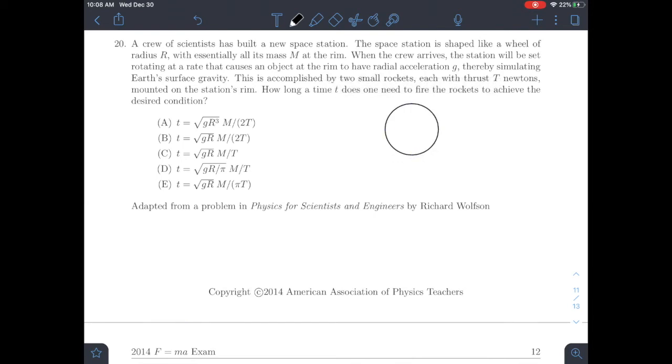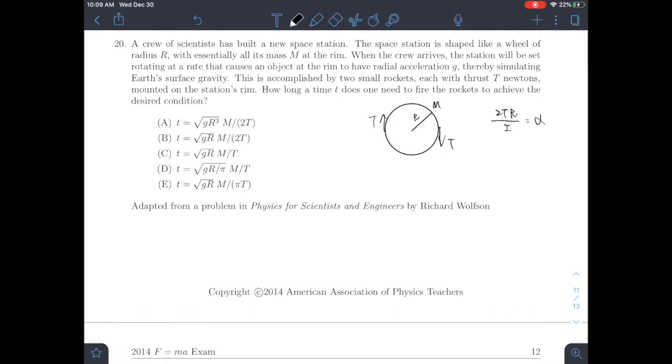So first we have a rim that has mass m and radius r. Let's calculate the moment of inertia of this rim, which is mr squared, right? Then we have two rockets that fire T newtons and make it rotate. So I have 2T times r, which is the net torque, divided by I, the moment of inertia, equal to the angular acceleration. And we want it to rotate until the centripetal acceleration is equal to the gravitational acceleration on the surface of the Earth.